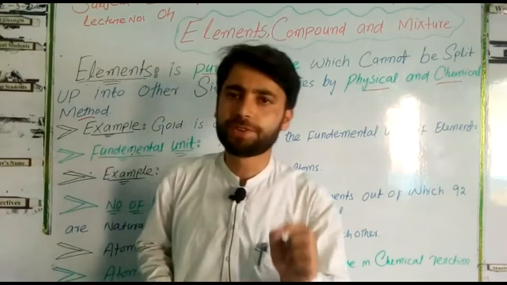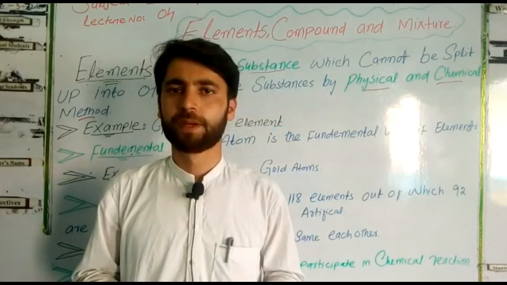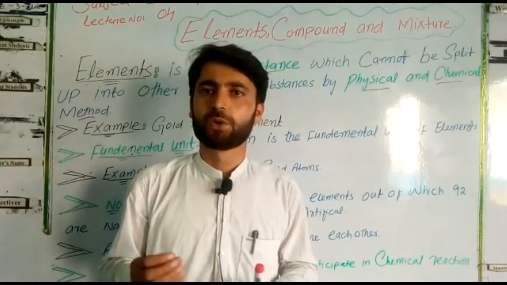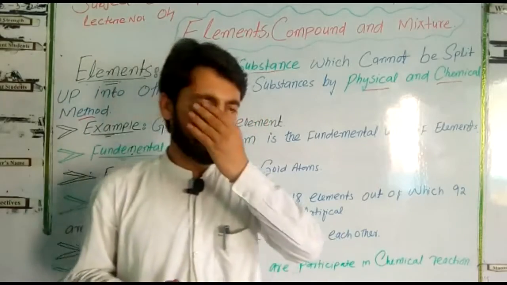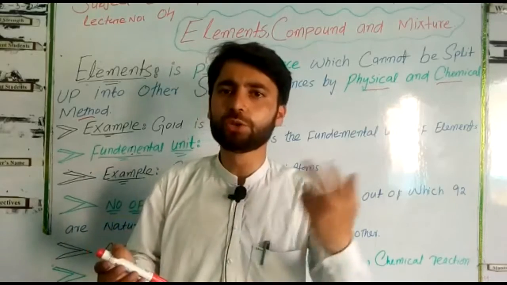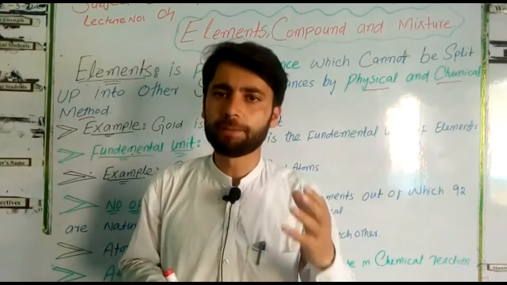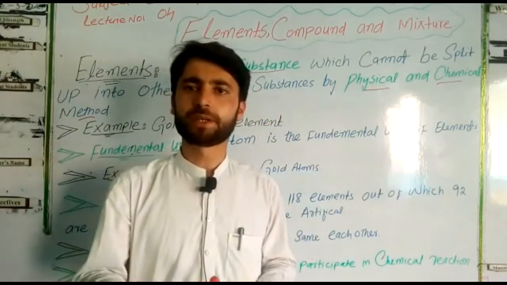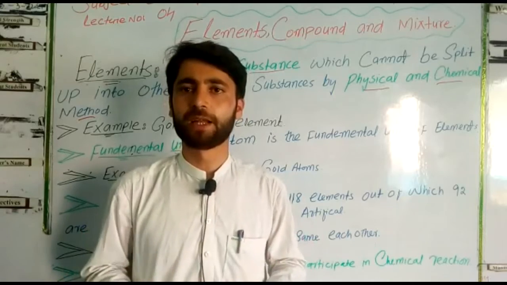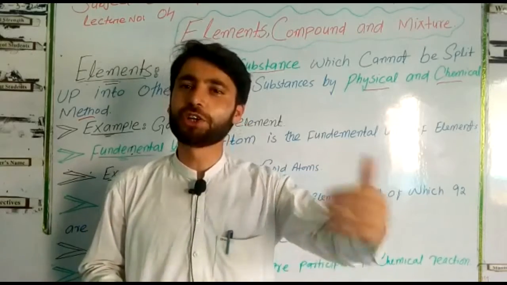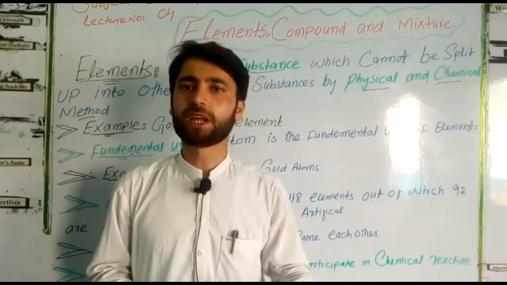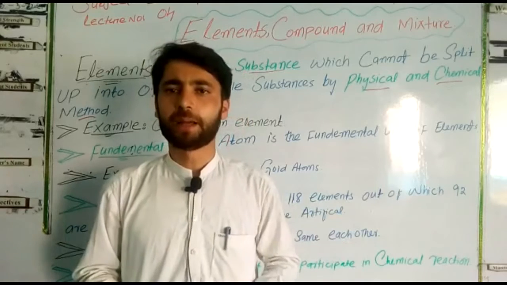What is meant by physical and chemical methods? Let us suppose we take an element. We consider the element gold. If you want to break down gold into simpler substances, we use 2 types of methods. Physical means by using a hammer. Chemical methods mean by using a specific type of chemical. But we cannot divide gold into other substances by using these 2 techniques, neither by physical method nor by chemical method.